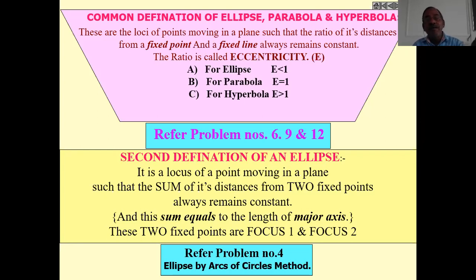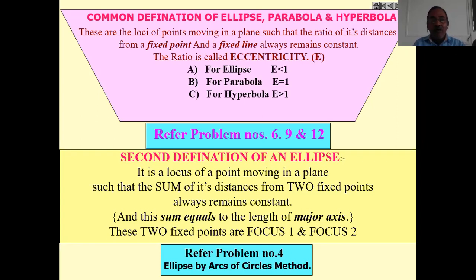And again, what is the condition? A point is moving in relation to these 2 fixed points. These 2 fixed points are called foci, focus 1 and focus 2. In relation to these foci, a point is moving in such a way that the sum of its distances from those 2 foci always remains constant. That sum is nothing but the major axis of the ellipse that we are going to get. So this is how we have to satisfy it.